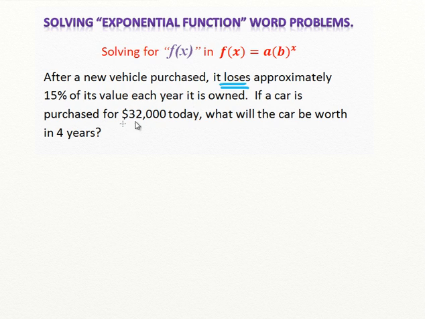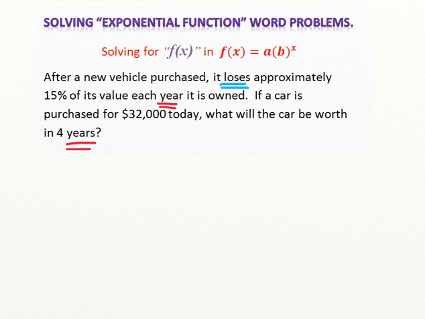The $32,000 is going to be our initial amount, the A value, of the vehicle. And then 4 years is going to be the time period. A little check to make sure: they're asking us about years, and sure enough, 15% of its value each year. So we won't need to convert the 4 years to match the decay rate period. Well, where do we start with these types of questions?